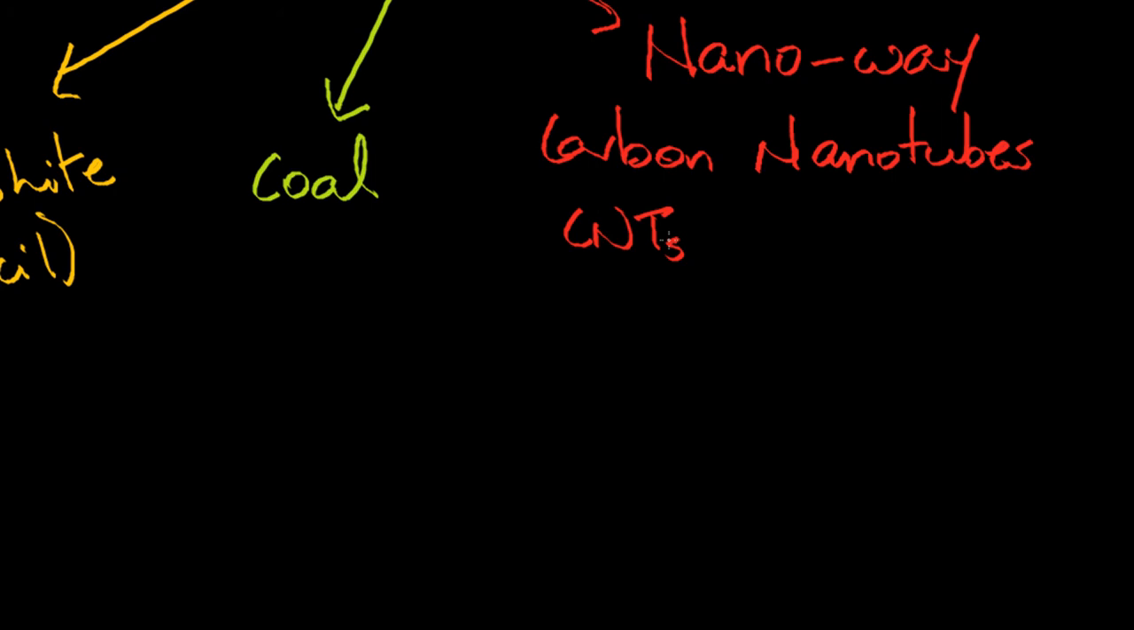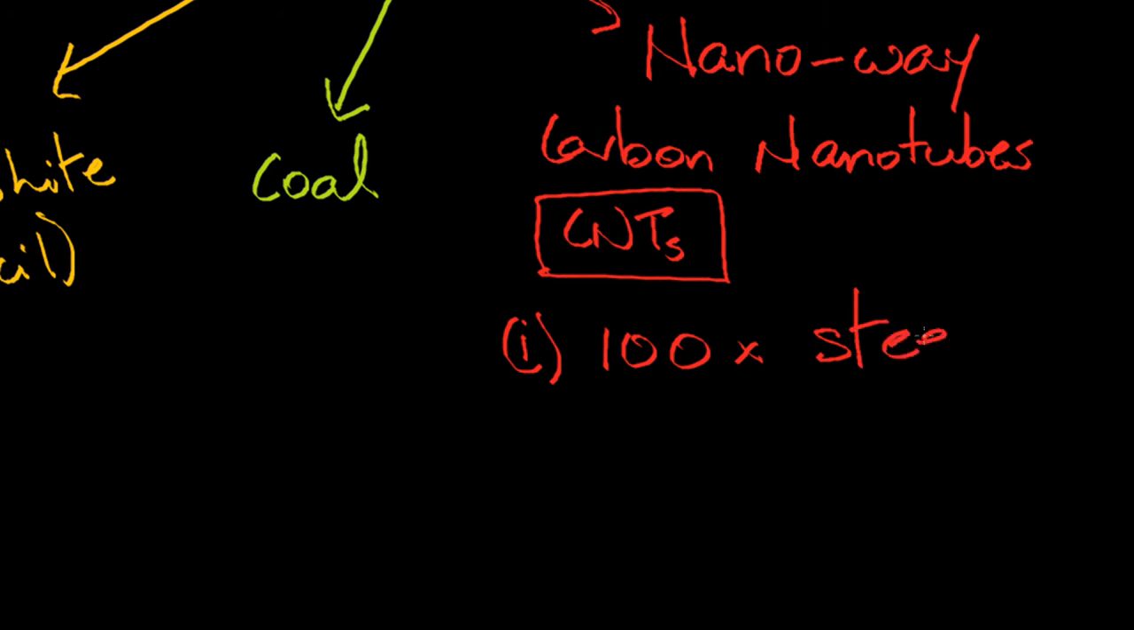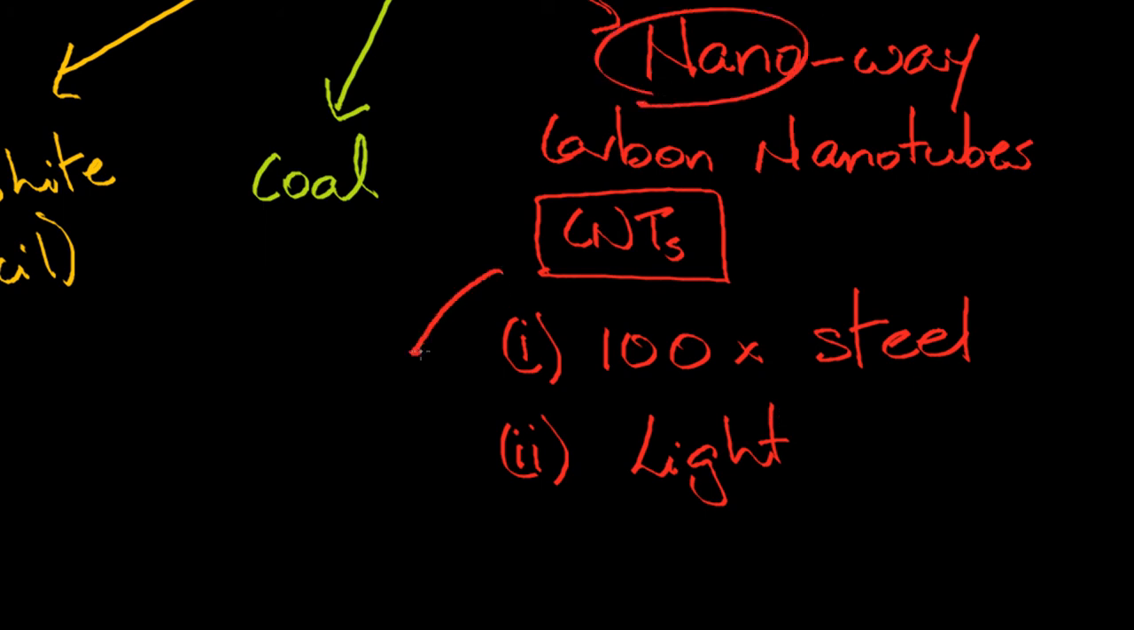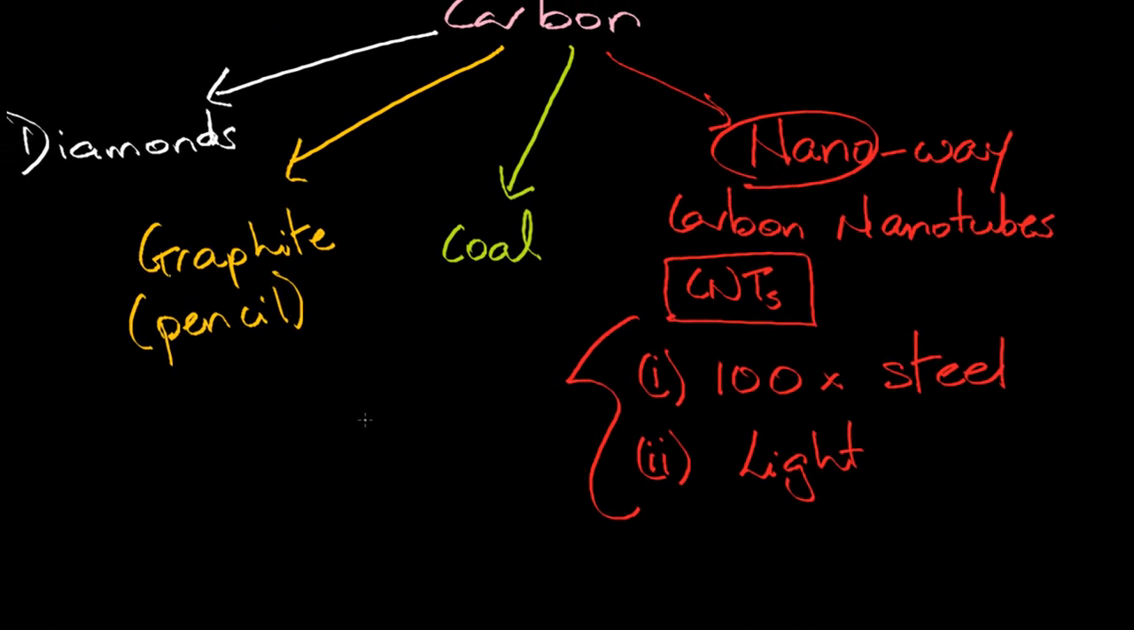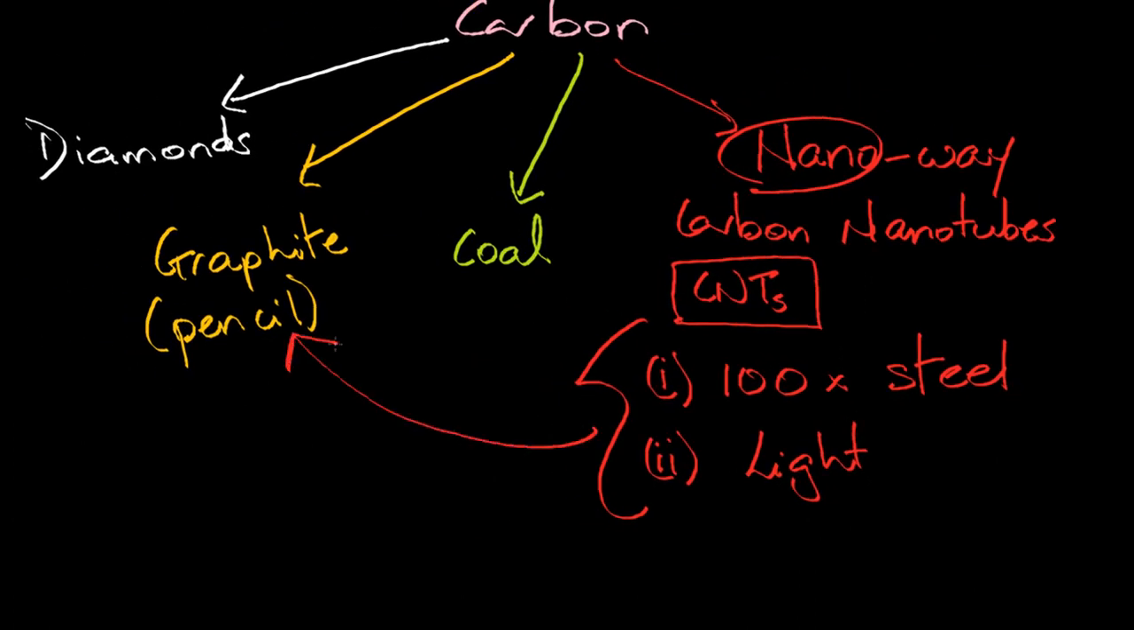Now, what's so special about these carbon nanotubes? Well, for one, they're extraordinarily strong. They're about 100 times stronger than steel. But unlike steel, they're extremely light. So you can see by fabricating and manipulating matter at the nanoscale, we can create new sets of properties, unlike other versions which may not be as useful.